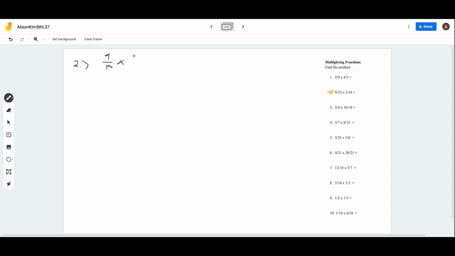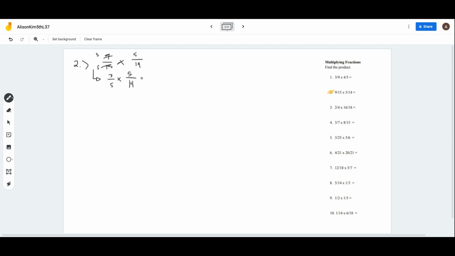So that's what we're going to make sure for number 2. We get 9/15 times 5 over 14. Now, though 5 over 14 may be simplified, 9 over 15 is not, because 3 can go into both 9 and 15. So the 9 will turn into a 3, and the 15 will turn into a 5. Oops, I said it out loud on accident. So our new equation is going to be 3 over 5 times 5 over 14.